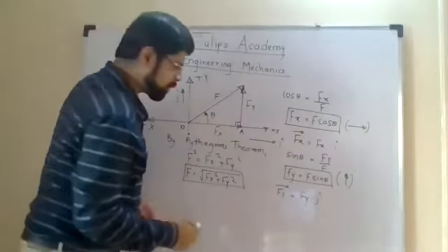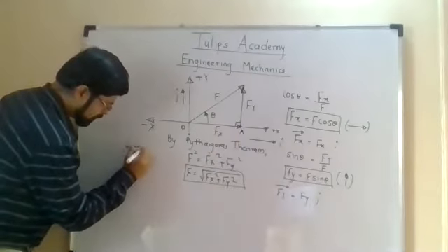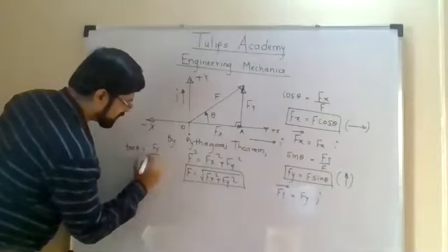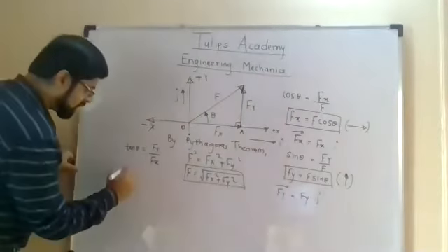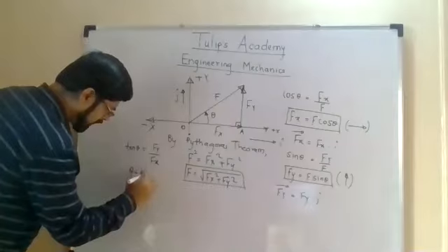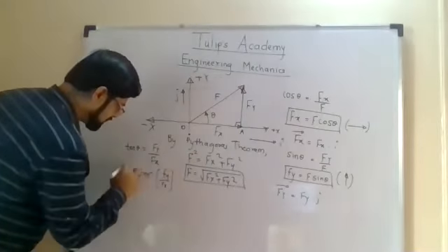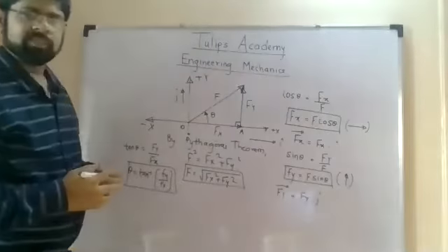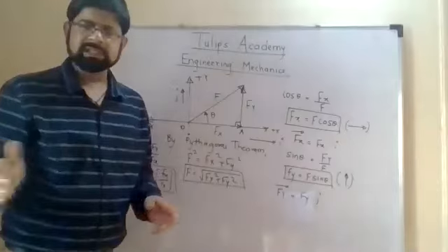So if you go with that formula, then you can write tan theta is equal to opposite side for theta, which is Fy, and adjacent side of theta, which is Fx. So tan theta is Fy upon Fx, and therefore theta is tan inverse of Fy upon Fx. That's it. It's that simple. So these are the numerical values of the forces.